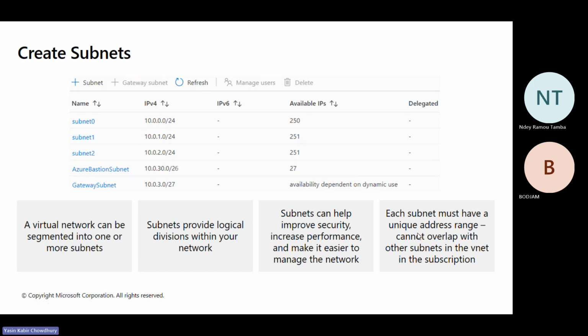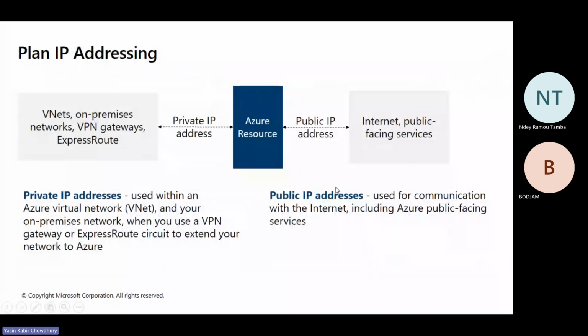Then each subnet must have a unique address range. Every subnet has a unique address range that cannot overlap with another subnet. Suppose this one is 10.0.1.0/24, this is 0, this is 1, this is 2, and so on. They cannot overlap each other. They will be different. So one by one we will learn.